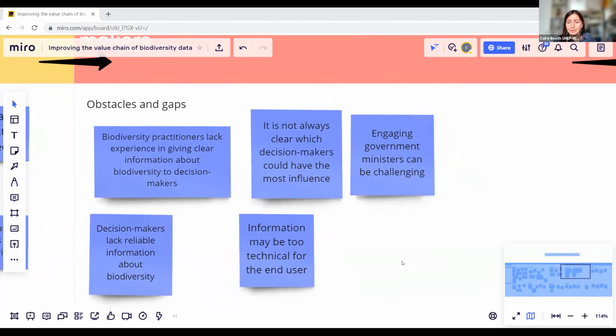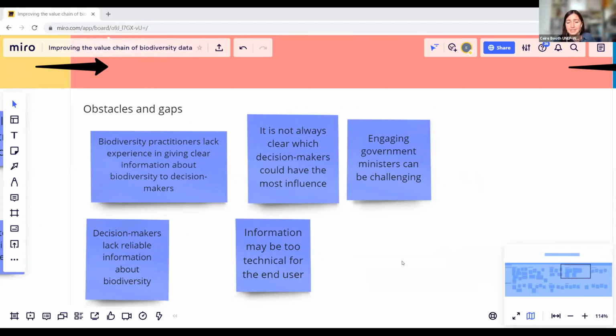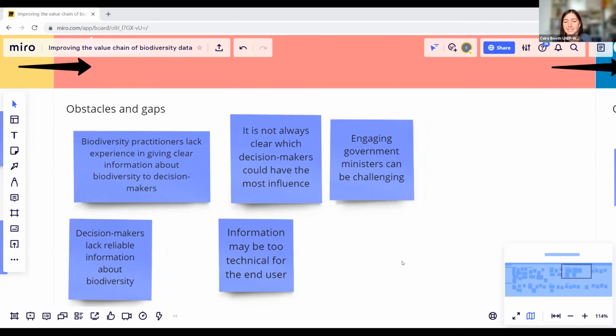And this is a super important one here: information may be too technical for the end users. I think striking the balance well between giving them the information they need to really hit home the message about biodiversity, and making sure it's accessible and understandable, perhaps through the use of graphs, tables, and key messages. Finding that balance can be really tricky. And I think a lot of people working in biodiversity mainstreaming have faced that challenge and had to overcome it several times.